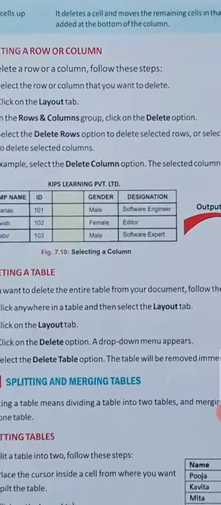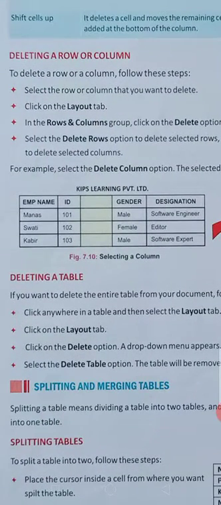Third thing is deleting a table. If we want to delete our table in MS Word, we just select our table and press the delete key from the keyboard, and it will delete. But in the theory book, we select the table and after that click on the Layout tab. There is a Delete Table option. We click on it and it will delete the table.